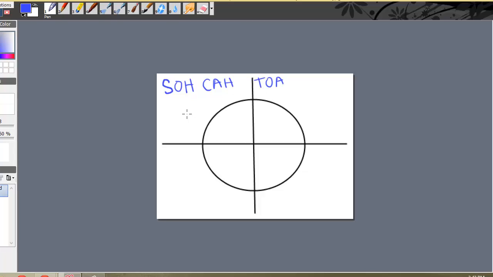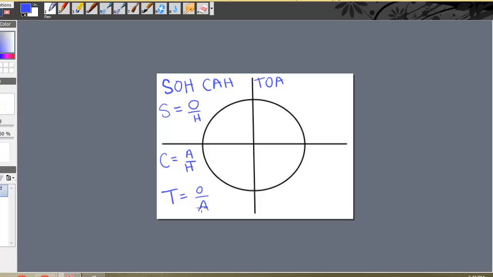SOHCAHTOA, and as you know, that refers to sine equals opposite over hypotenuse, cosine equals adjacent over hypotenuse, and tangent equals opposite over adjacent. So this will become more clear as we apply it. I know that you said that you have an understanding of it. It doesn't hurt to go over it again, just to make sure we have it on lockdown before your quiz.